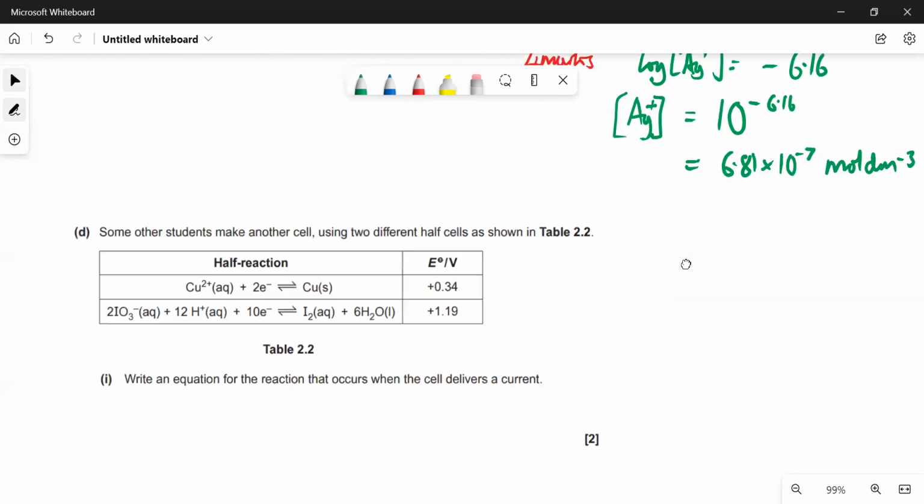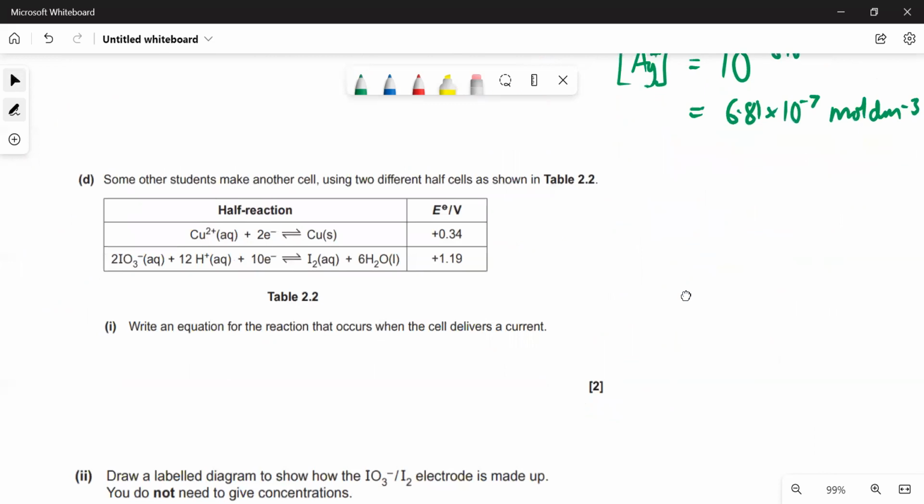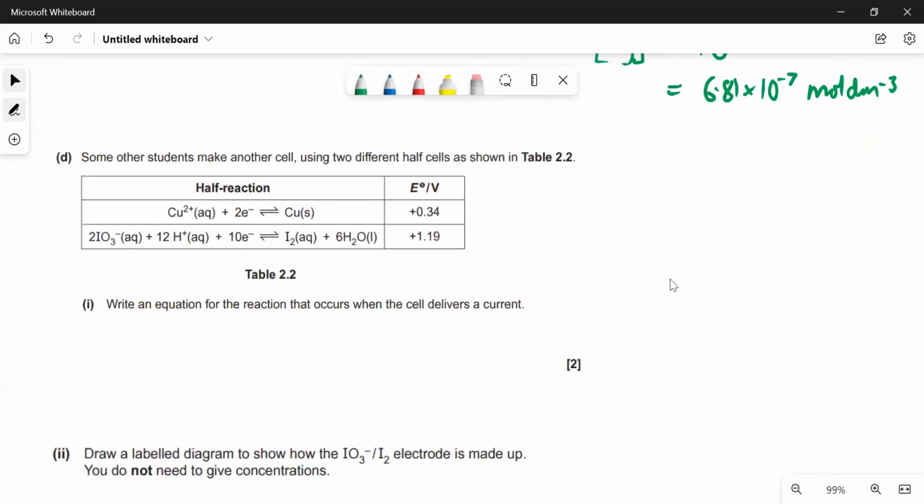Right, some students make another cell using 2 different half cells. Okay, so we've got the 2 half cells there. Write an equation for the reaction that occurs when the cell delivers current. So look at these 2 values. Which is the most positive? It's this one. So that is going to draw in the negative electrons. If it's positive, it's going to pull in negative electrons. So that means this one is going to go forwards. And this is the most negative one. So this one is going to go backwards, giving away 2 electrons.